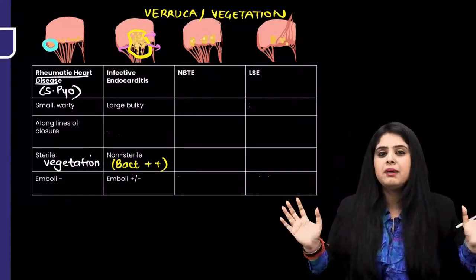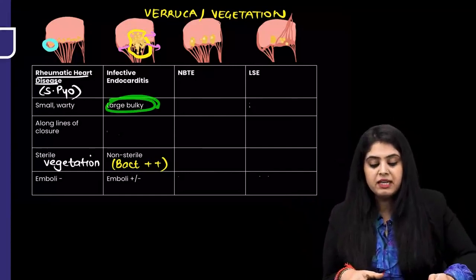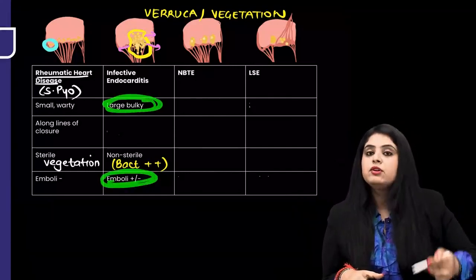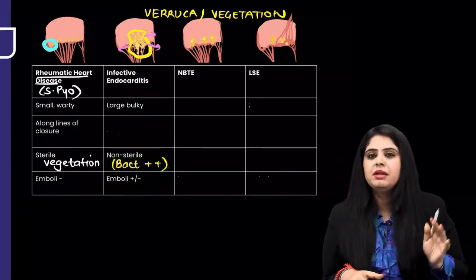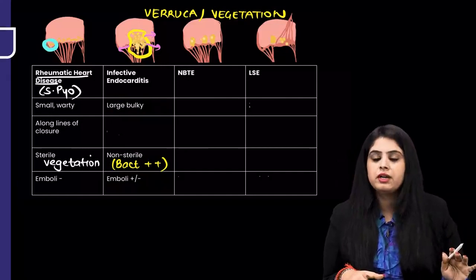And like I said, big bad. Big bad means it is big and bulky. It is going to be bad because it will go to different parts of the body, and it is going to have bacteria also. It is non-sterile. Big bad vegetation is infective endocarditis.